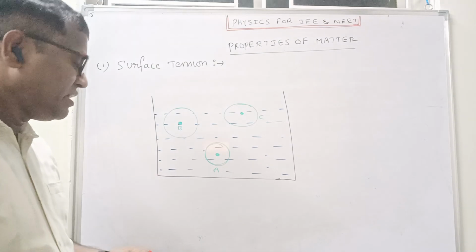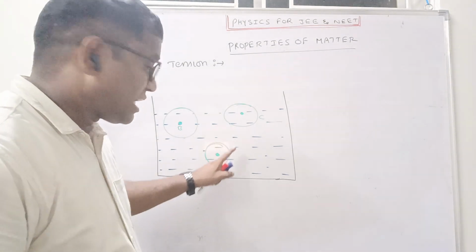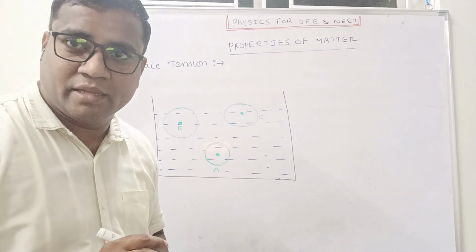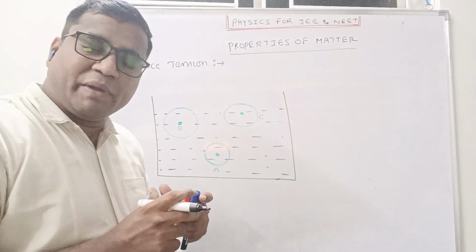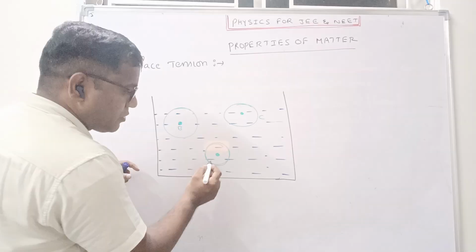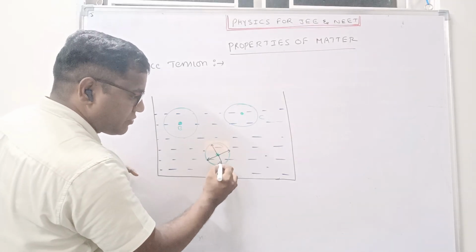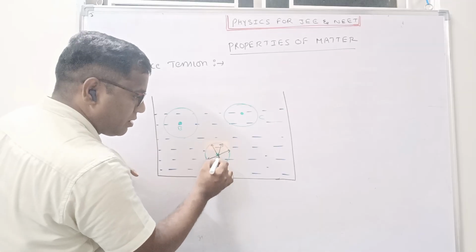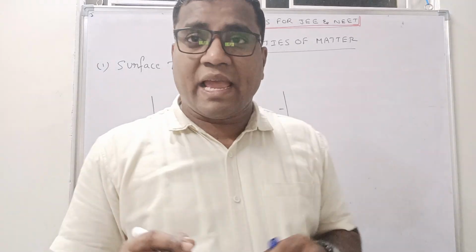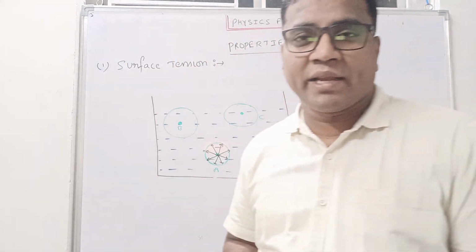Here we see a molecule. Its surroundings also have the same type of molecules, right? So in between these some attraction force will be there. Here one force is attracted, here another, this one, this one, this one and this one. So the net force acting on this particle is 0.